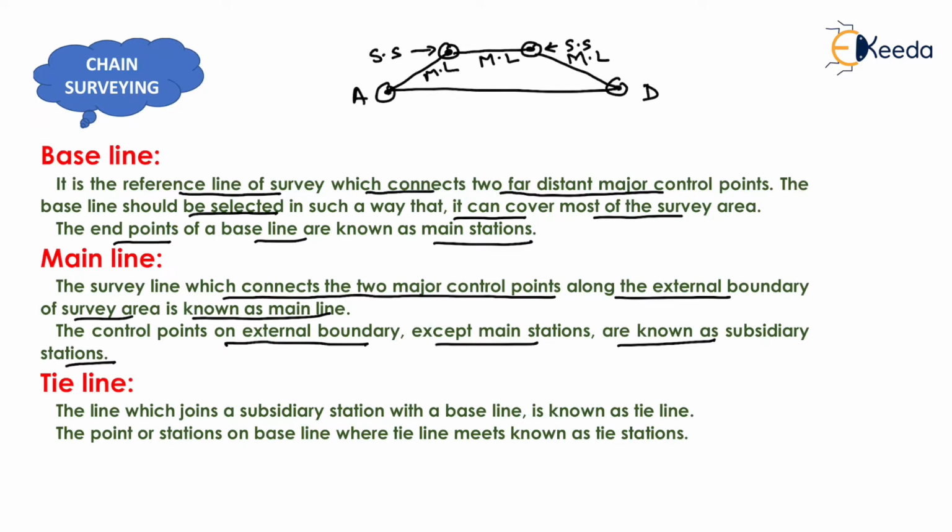Now the tie line, the line which joins a subsidiary station with baseline, is known as tie line. Now we want to transfer this subsidiary station to the baseline, so we need to draw a tie line here, and the point where tie line meets the baseline, that station is known as tie station. So I had written here the point or station on baseline where tie line meets, known as tie stations.